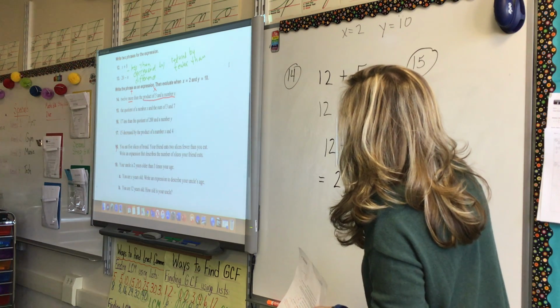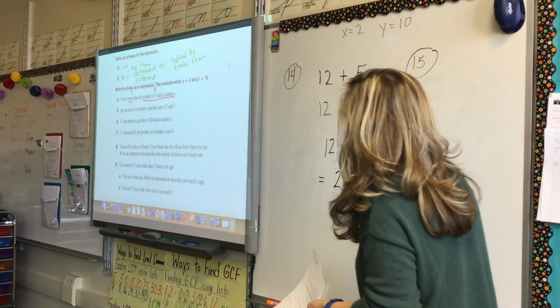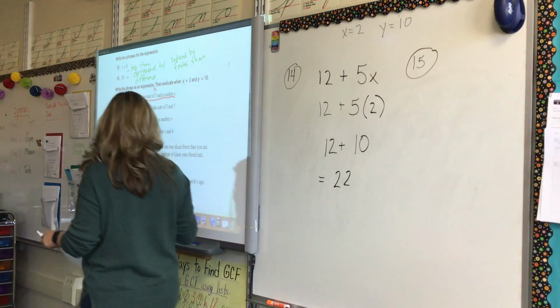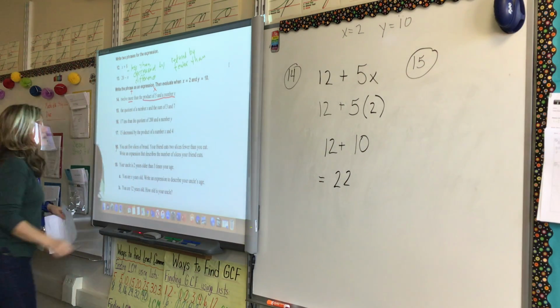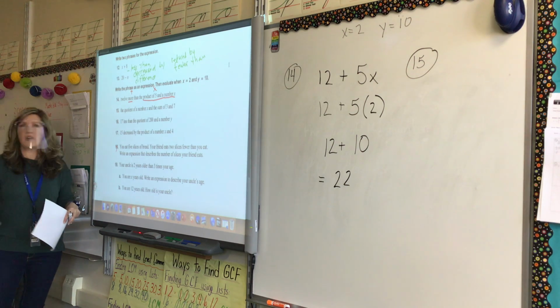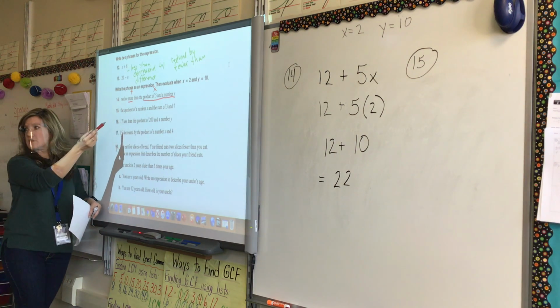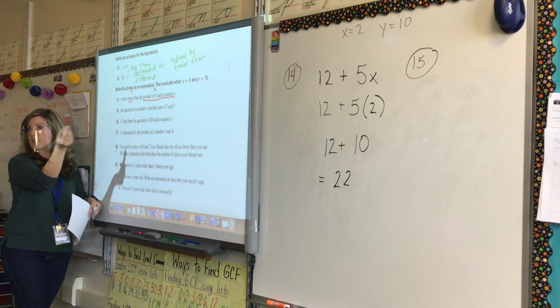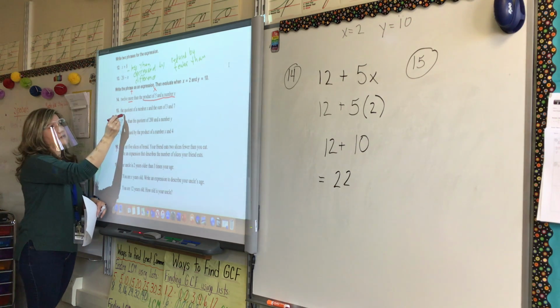Okay, number 15: the quotient of a number x and the sum of 3 and 7. Let's identify our operations. Quotient. What do you think, Caitlin? What does quotient tell us to do?